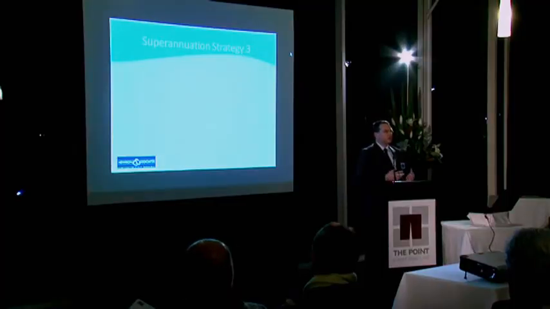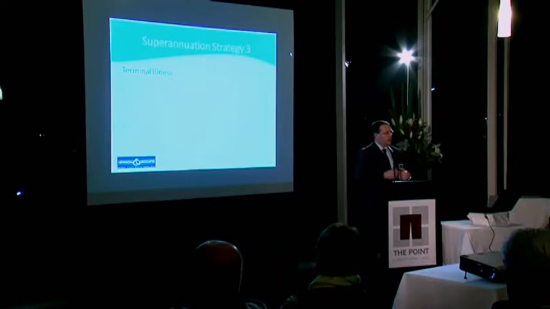The third strategy I'd like to introduce you to is one surrounding terminal illness. About 18 months ago, the government changed the rules with superannuation, and terminal illness was included as a condition of release, which means you're able to access your superannuation benefits. Now, an individual who satisfies the definition of being terminally ill, that is, they've been given less than 12 months to live, they are then able to take their money out of superannuation without paying any tax.